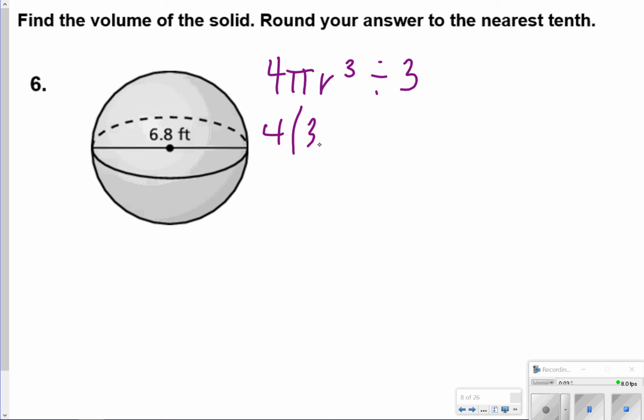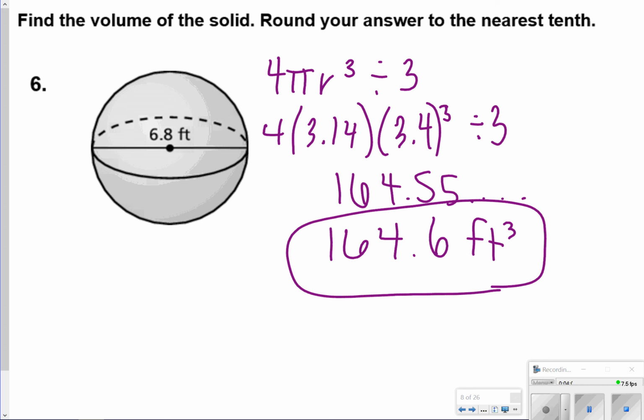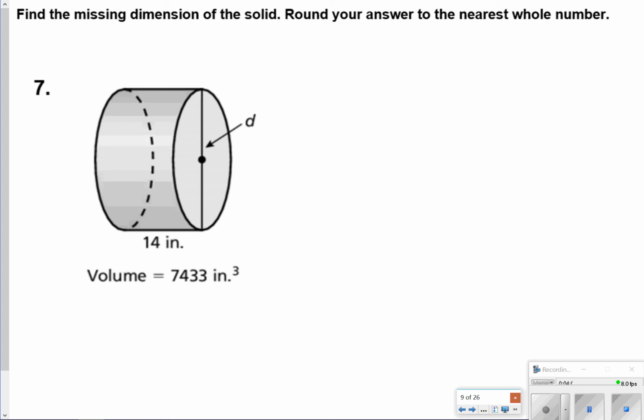Number 6, again, using that same formula, 4 times pi times radius cubed, all divided by 3. So 4 times 3.14. And then remember to use your radius here. Your radius is going to be 3.4. So we're cubing 3.4. And then all divided by 3. Maybe I'll put the cube on the outside so you know it goes with all the 3.4. Multiplying these numbers, 4 times 3.14 times 3.4 times 3.4 times 3.4 divided by 3 gives us 164.55 repeating maybe. So we're going to round that to 164.6 feet cubed.